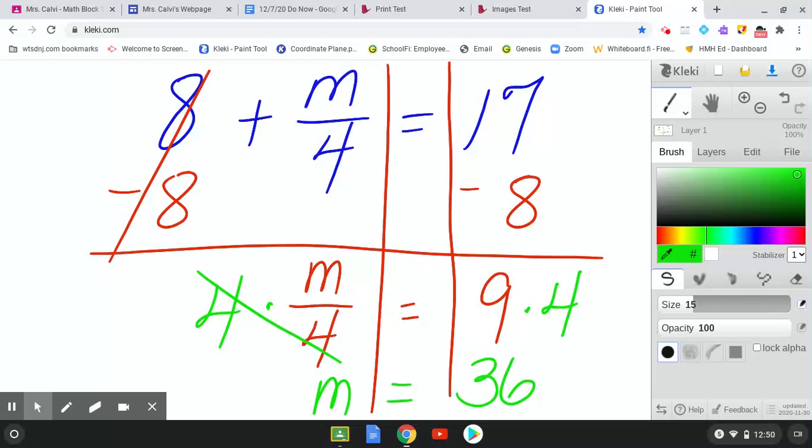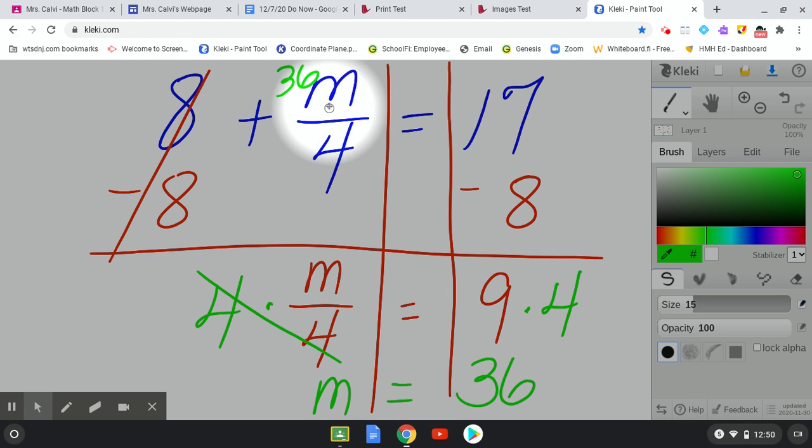And I would plug in 36 for my m. I would have to do division before addition, thinking of PEMDAS, order of operations. 36 divided by 4 is 9. And then 9 plus 8 does in fact give us 17, so we know that our answer is correct.